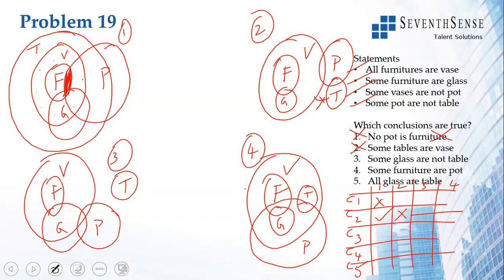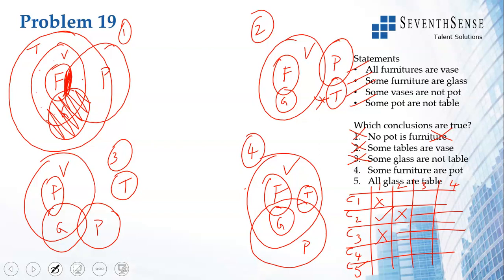Some glass are not tables. So I've gotten some glass are not tables. In the first diagram, you see all the glass are tables. So some glass are not tables is wrong in the first diagram itself. I don't look further. This conclusion is also false.